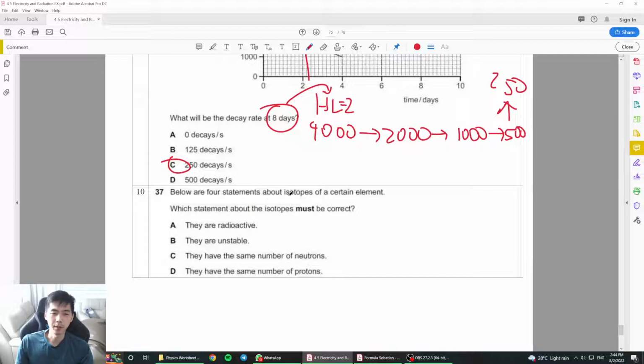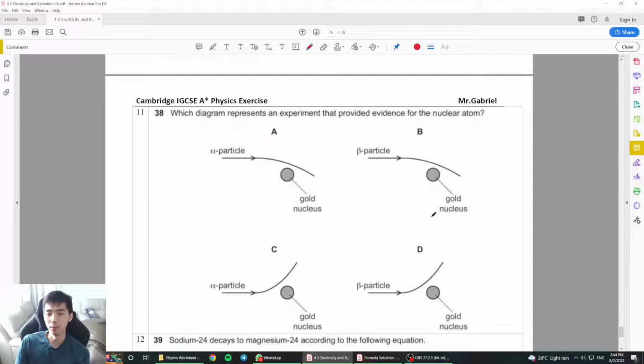Below are 4 statements about isotopes of a certain element. Which statement about the isotopes must be correct? They are radioactive? No. They are unstable? Maybe, but not must. They have the same number of neutrons? Definitely not. They have the same number of protons. For sure, this is the very definition of an isotope.